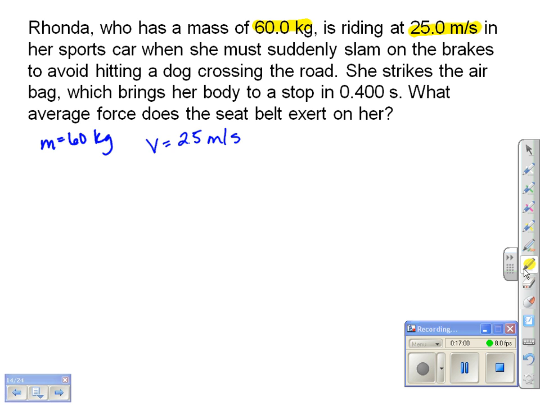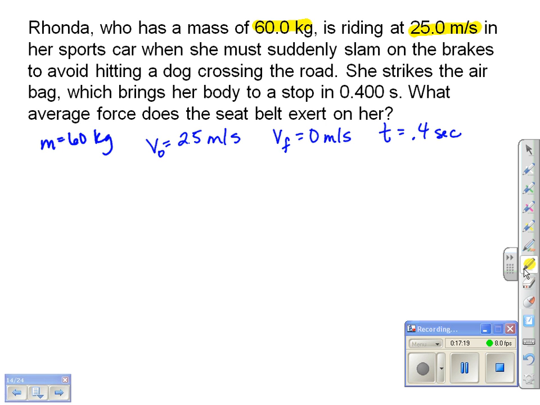So she strikes the airbag. Oh, that's not very good at all. And she brings her body to a stop. So that would be a second speed we have. Her final speed is 0, and her initial speed is 25. And she does this in a time of 0.4 seconds.